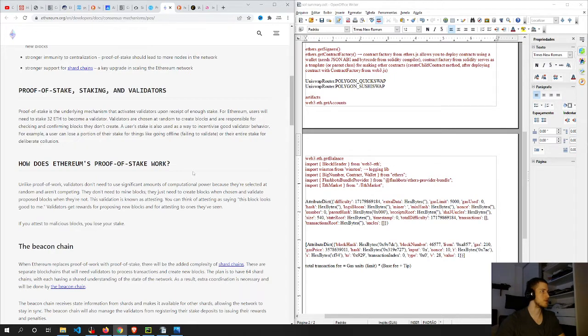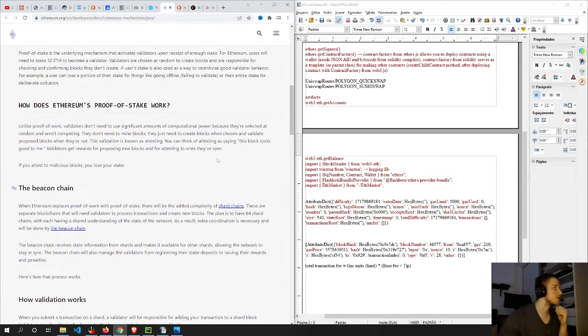Validators are chosen at random to create blocks and are responsible for checking and confirming blocks they don't create. A user's stake is also used as a way to incentivize good validator behavior. Users can lose a portion of their stake for things like going offline or failing to validate, or their entire stake for deliberate collusion.